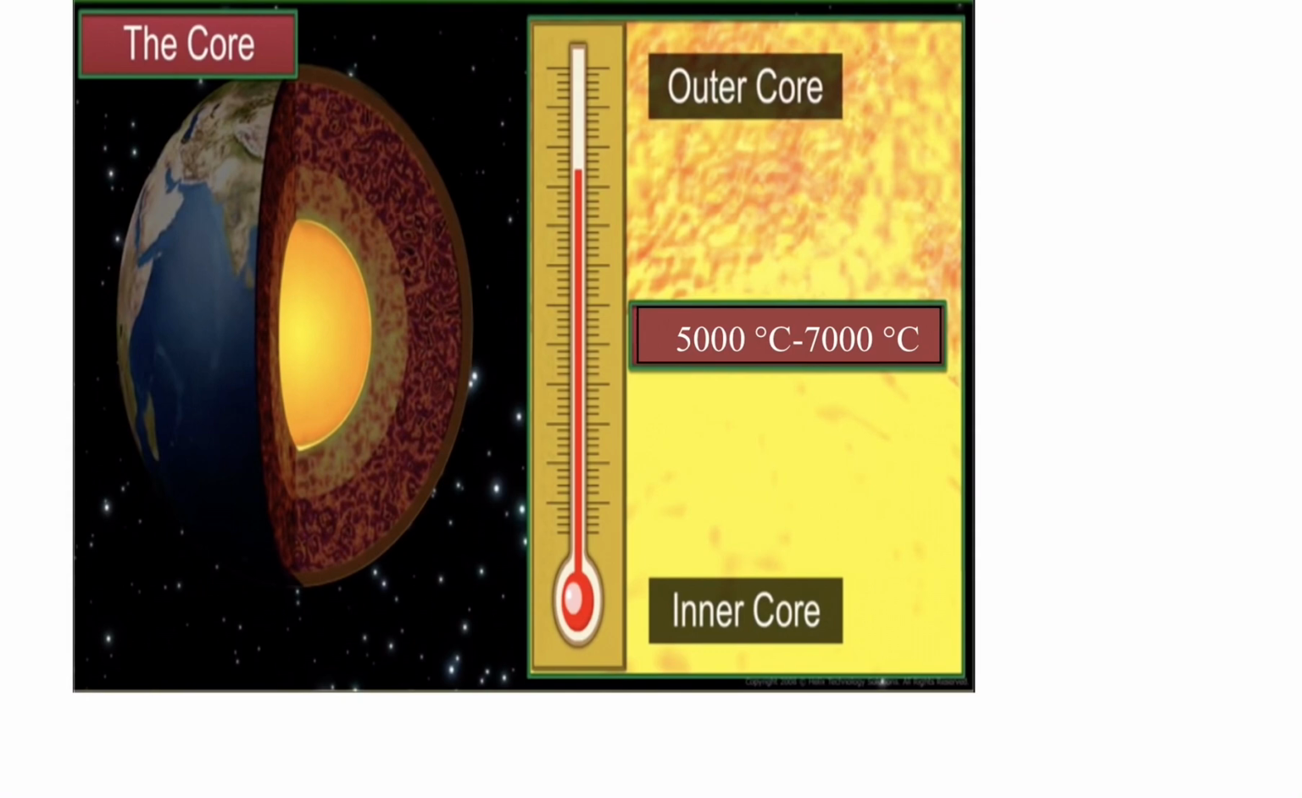See the temperature difference between outer and inner core. In the outer core, the maximum temperature is up to 5000 degree Celsius, means 2000 to 5000 degree Celsius. The temperature has been recorded in the outer core. Whereas in the inner core, the maximum temperature is up to 7000 degree Celsius.